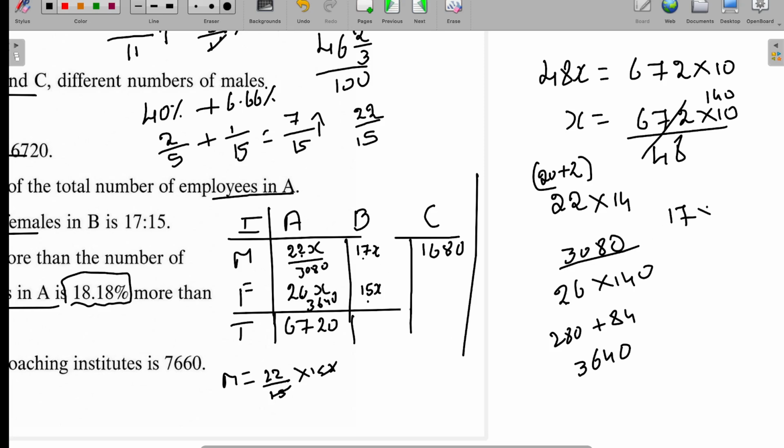So 17 into 14. How to multiply 17 into 14? So 20 into 14 is 280, minus 42. 280 minus 42 will be 238. So that is 2380. Then 15 into 14. Usually I will do 30 into 7, that is 210, so that is 2100. This is into 2 divided by 2. See, this is the way we have to do it faster.